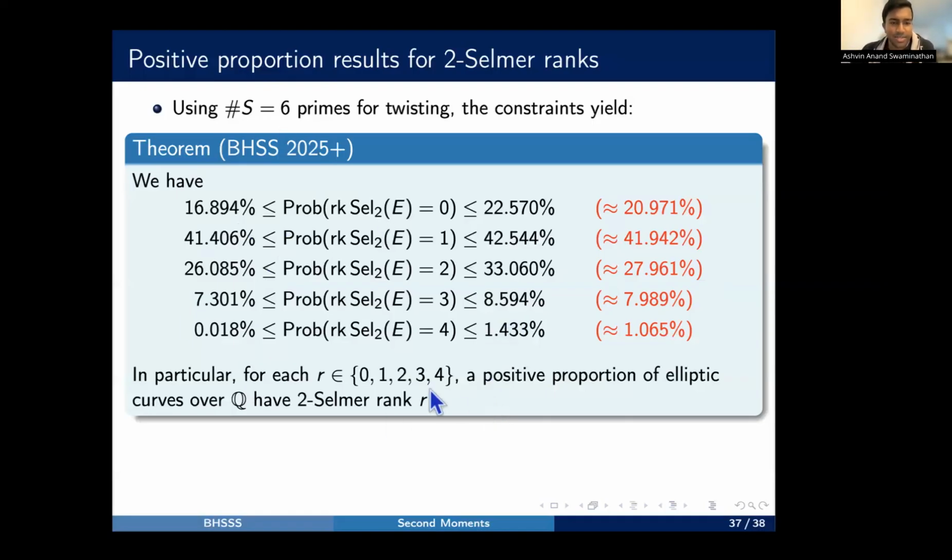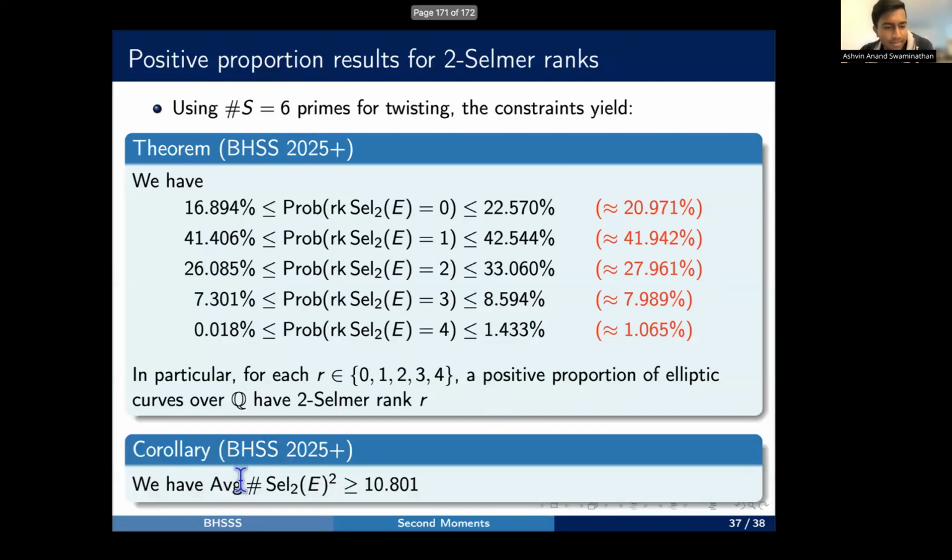And then using these percentages, you can backtrack and ask what this says about the moments of the distribution of the 2-Selmer group. For example, it implies that the second moment is at least 10.801, which is an improvement over the lower bound of 10 that we had before.